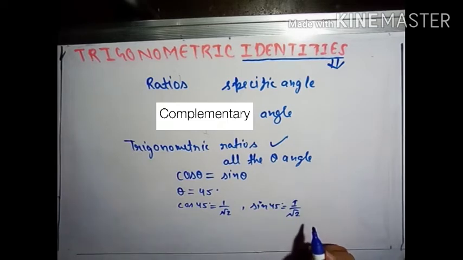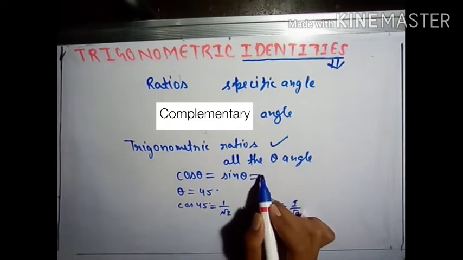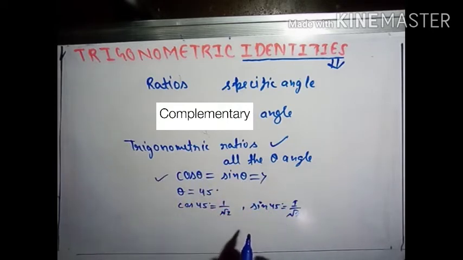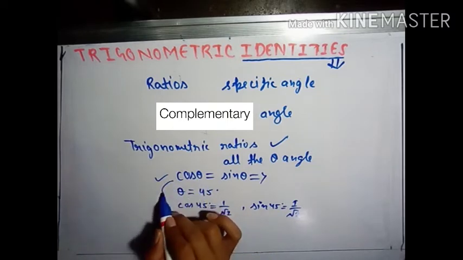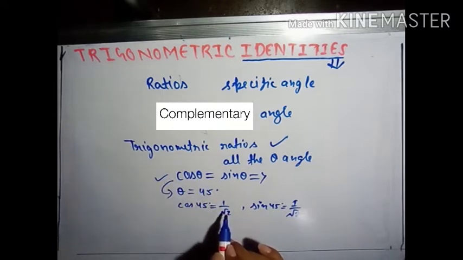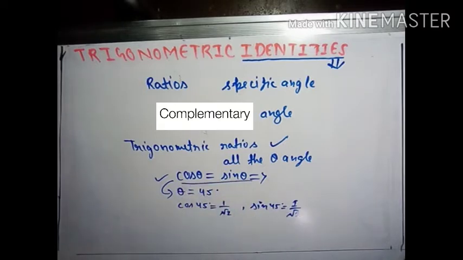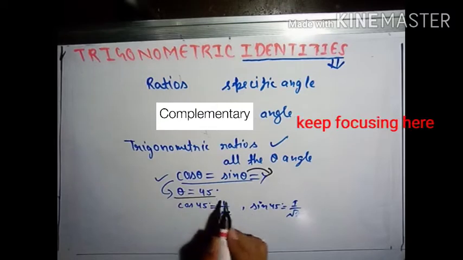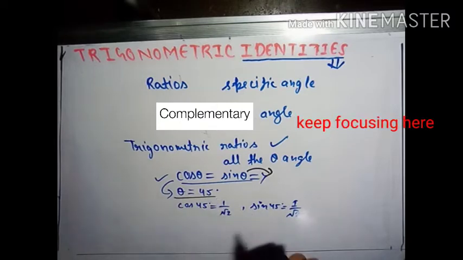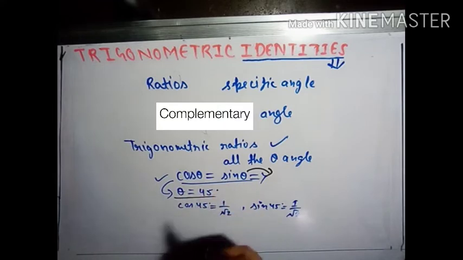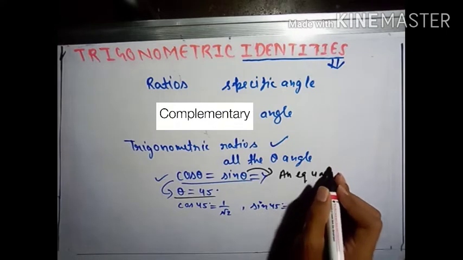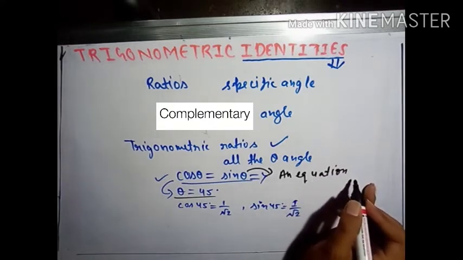So sin 45 degrees is equal to 1 by root 2. Now I was saying that for every theta this equation must be true, but in this case this equation is true only for theta equal to 45 degrees. So is it an identity? No, this is not an identity because it is true only for theta equal to 45 degrees. So from there we conclude that this is an equation, not an identity. Every equation is not an identity.